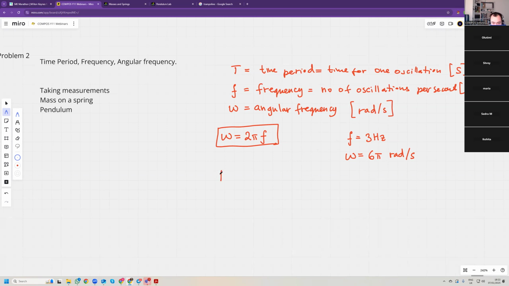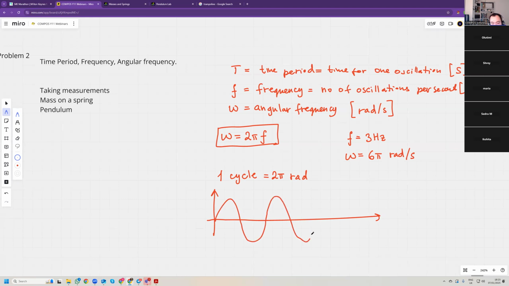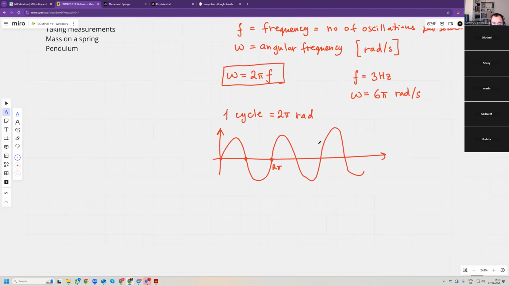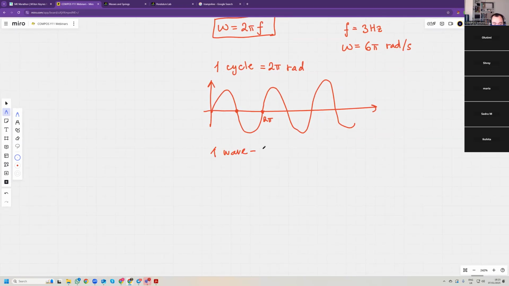So one cycle, one period, one cycle is 2 pi radians. So angular frequency tells you through how many cycles you go in 1 second, but it gives you in radians, if that makes sense. So if you talk about a sine wave, for example, half a wave, that's pi, this is 2 pi. And so one wave is 2 pi radians. So the angular frequency just simply tells you how many radians per second, if that makes sense.